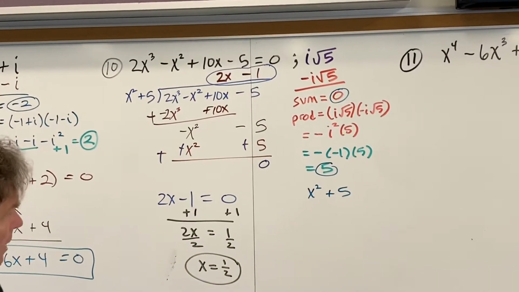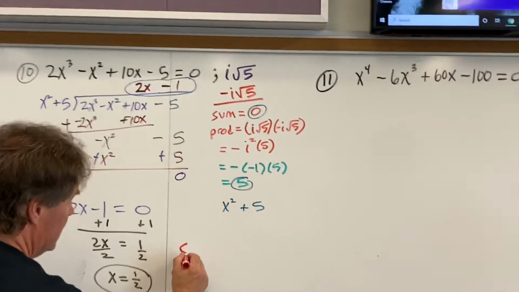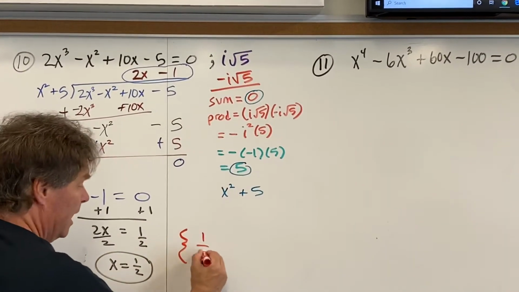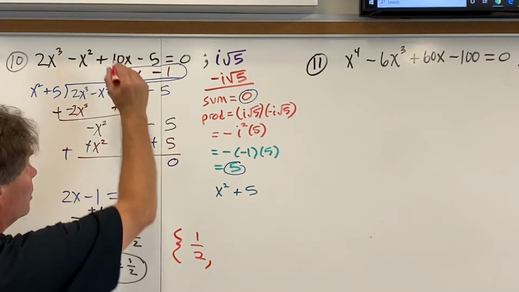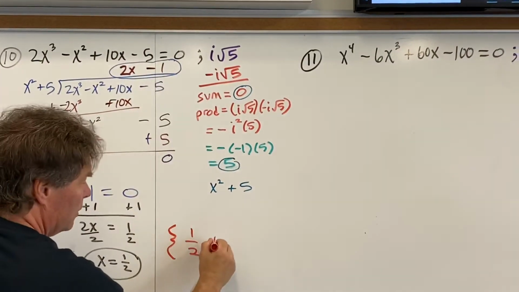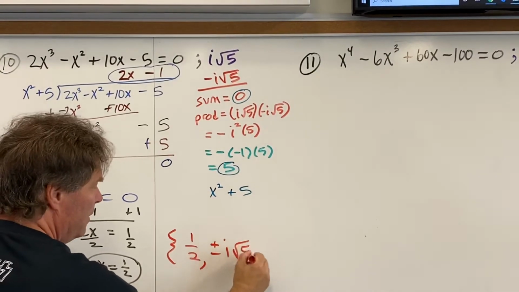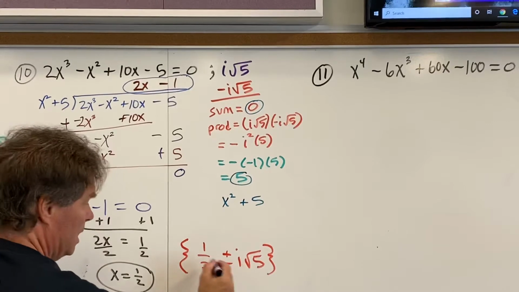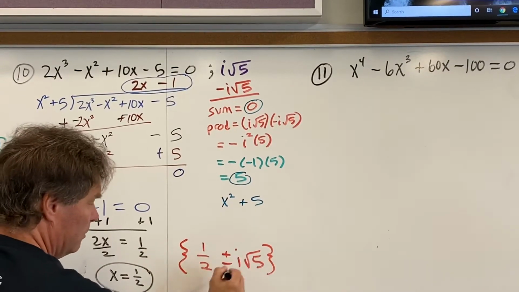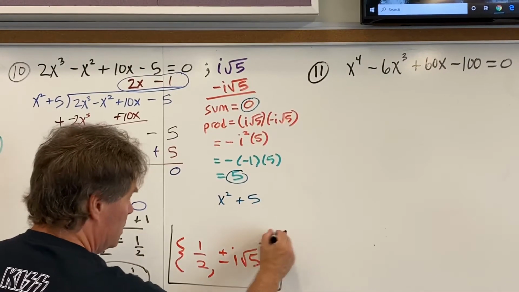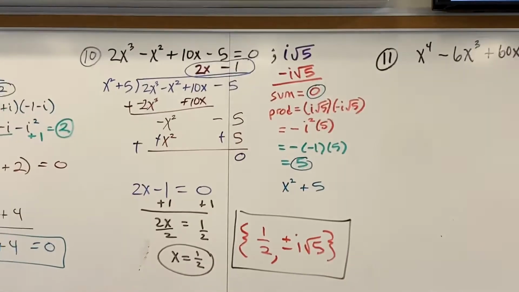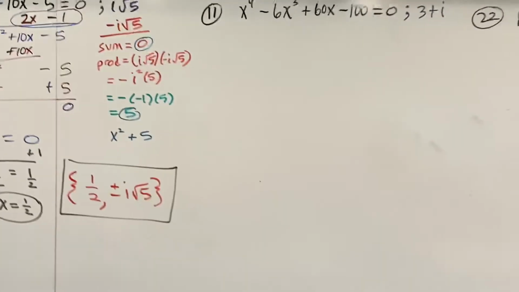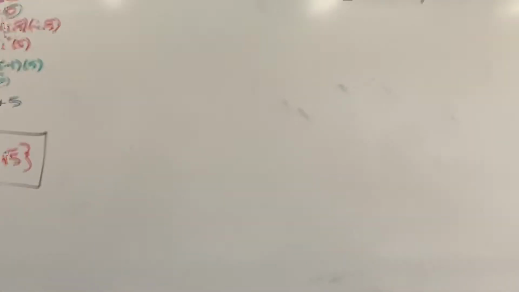All right, so the answer is, because the book likes you to list the entire solution set, obviously the 1/2 we just figured out here, along with both of these guys, plus or minus i root 5. There is the entire solution set, which is 3 answers: 1/2, positive i root 5, negative i root 5. A third degree equation should have 3 roots, and it does. How about that? All righty, moving along.